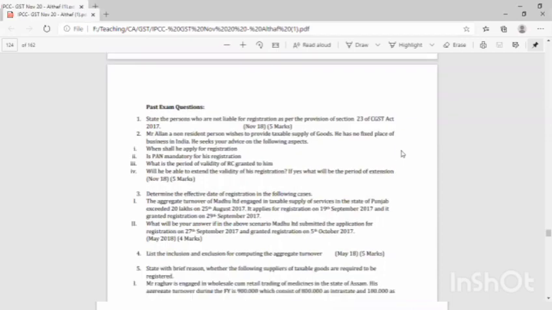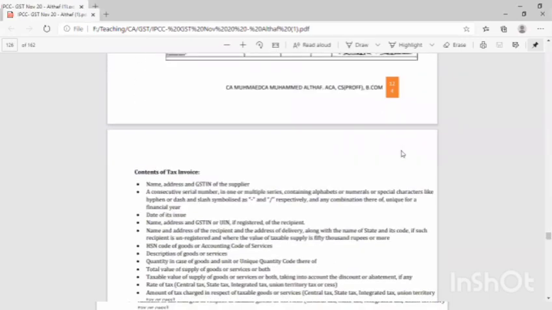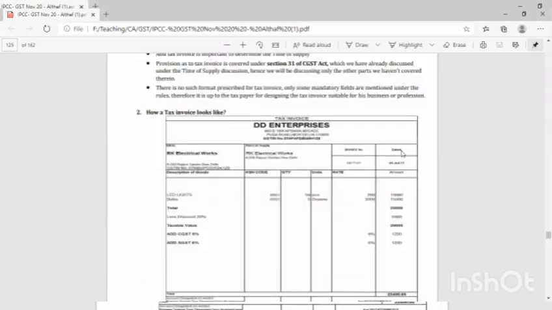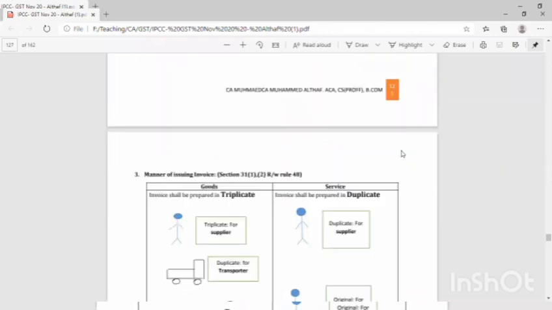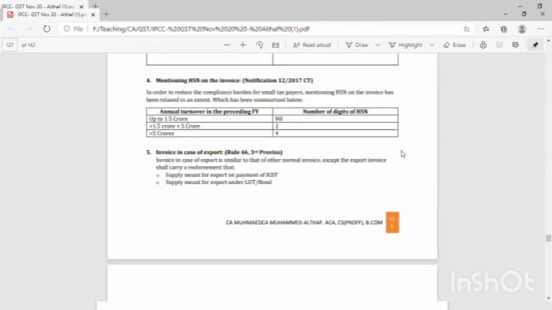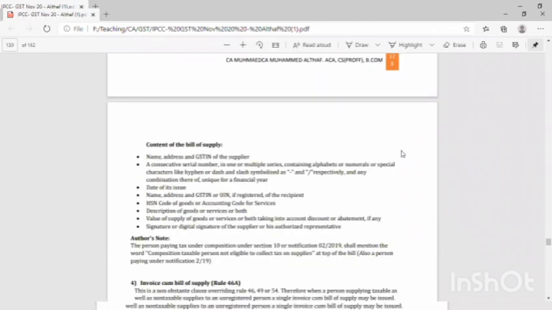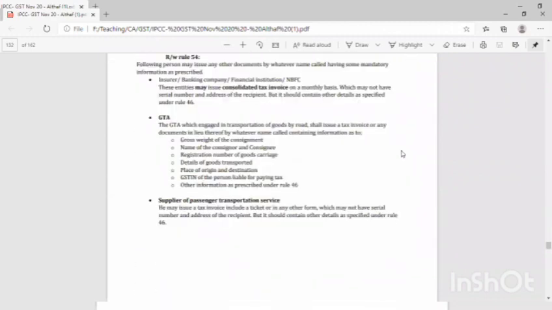And the next chapter is the tax invoice chapter. There is not much amendment. You can see there, this is how a tax invoice looks. You can just go through that, and the contents and manner of issuing tax invoices I have given here. That's not an amendment, I'm just giving clarification there. Then is there any amendment here? Let's see.